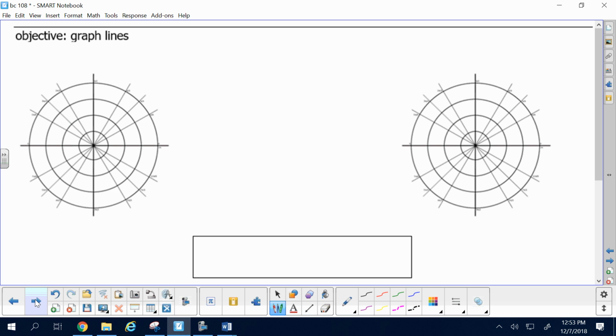Okay, yeah. Graphing lines. Now, these are lines through the origin. Lines with y-intercepts other than the origin are a little bit of a different ball game. We're going to just focus on the ones through the origin. Say I asked you for the equation of this in polar. What is it? What do you know versus what do you not?